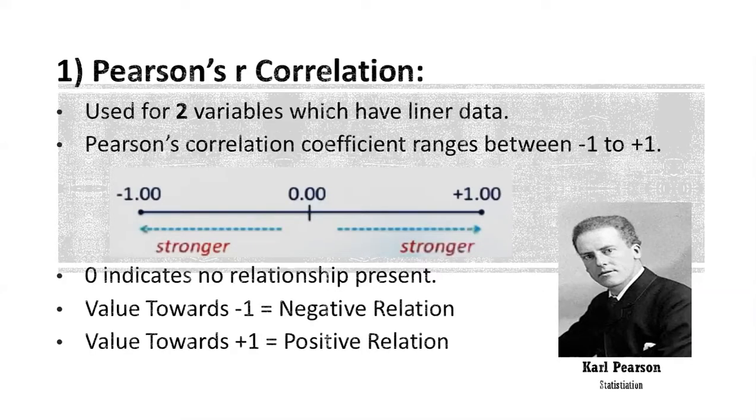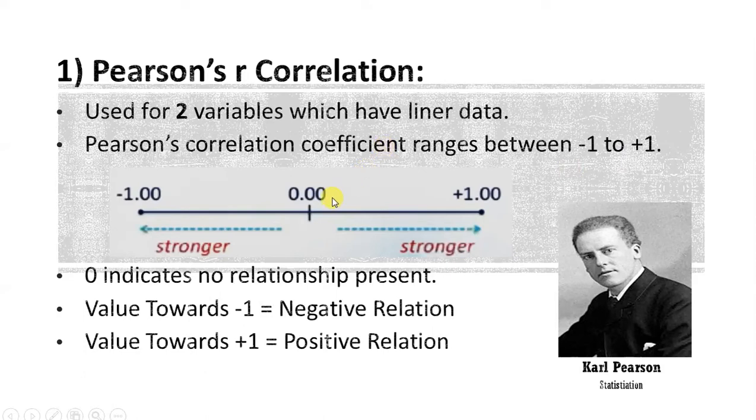In the first type, Pearson's r correlation, the small r indicates the regression. This technique was introduced by Karl Pearson. He used two variables which have linear data. Pearson's correlation coefficient ranges between -1 and +1.